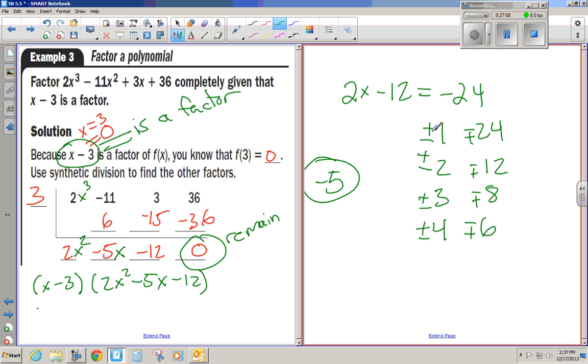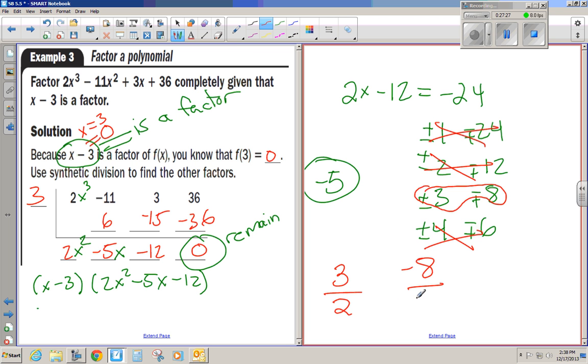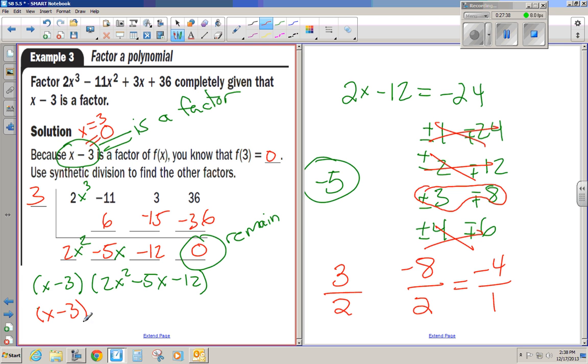Well, we know it's definitely not this one, or this one, or this one. So negative 5 we get from a positive 3, negative 8. Next step was to divide by a, which ends up being negative 4 over 1, which means I'm completely factored when I do, here's x minus 3, and then 2x plus 3, and x minus 4. This has been completely factored.